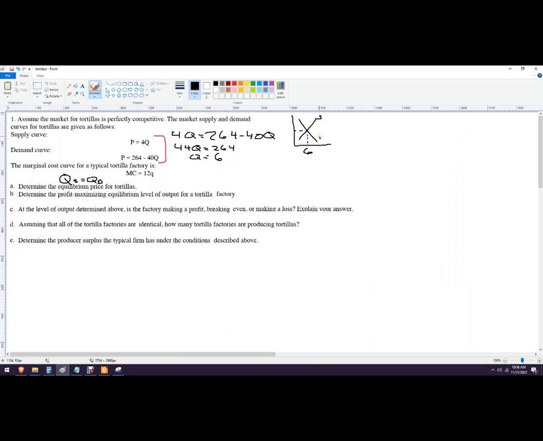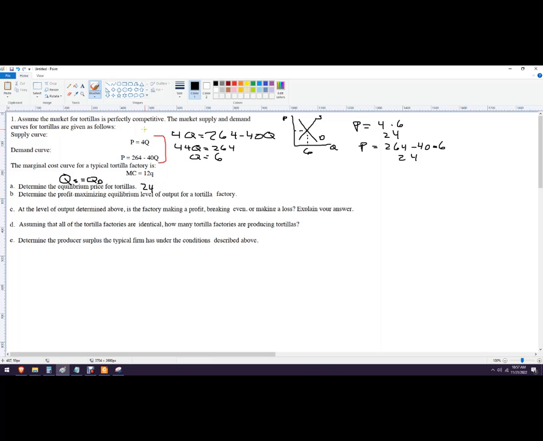This is supply, this is demand, and this is price. Now that I know the quantity, I just need to plug it into either the demand or the supply to get the price. On the supply side, it's 4 times 6, which is 24. On the demand side, if you'd rather use that, it's 264 minus 40 times 6, which is 264 minus 240, and that also equals 24. So the equilibrium price is 24.